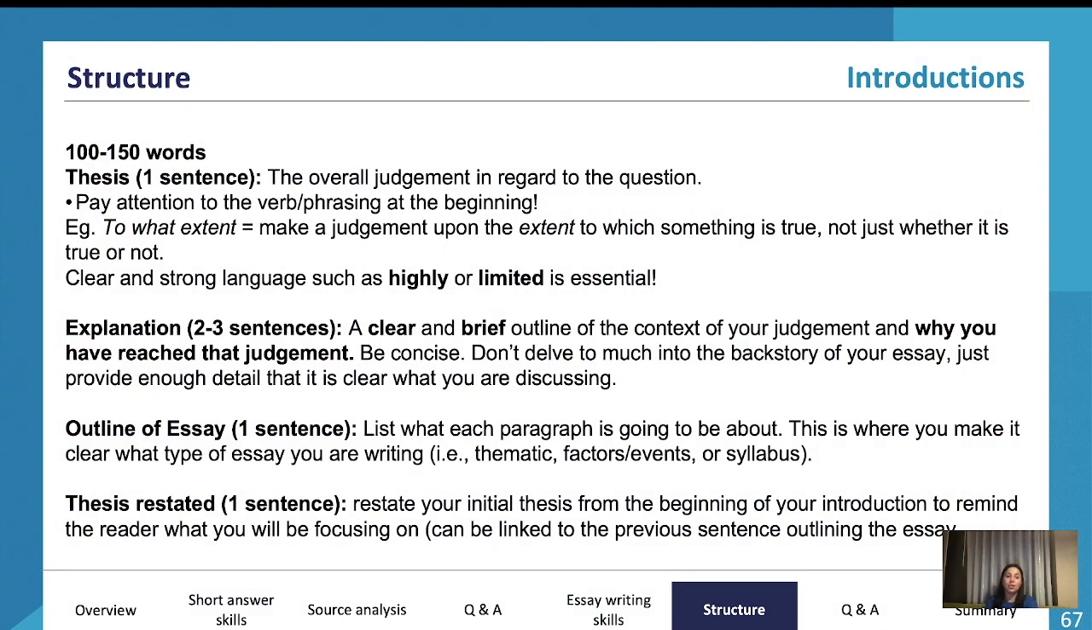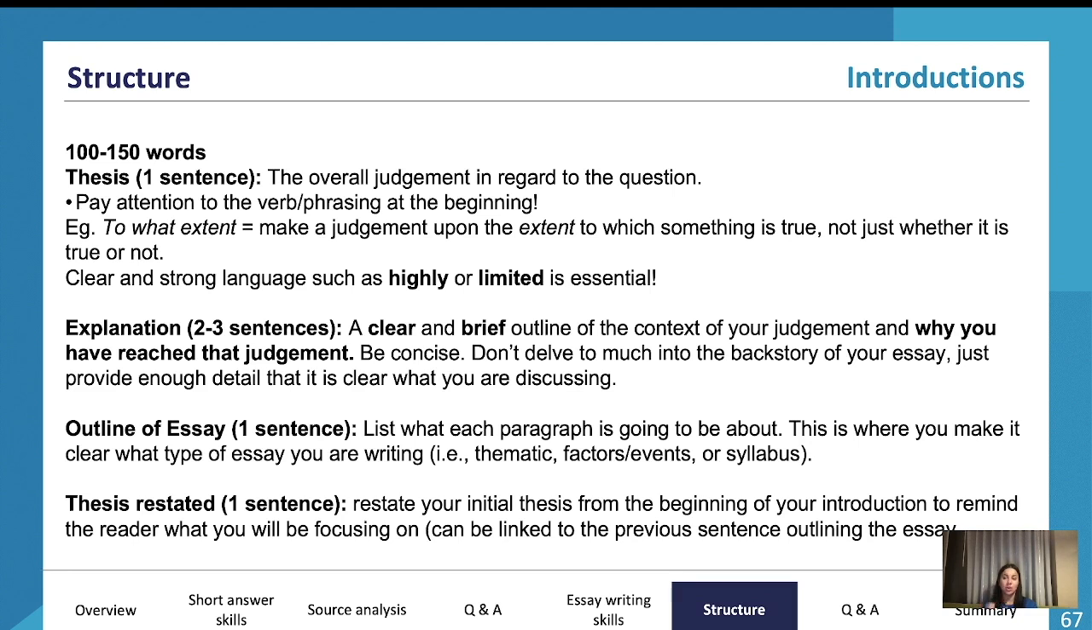So let's talk about introductions. Your thesis in Modern History should be one sentence. I know in English you can kind of drag it out, and you might take up to 2 to 3 sentences to fill the whole thing. But for Modern History, you really want your thesis to be one sentence.